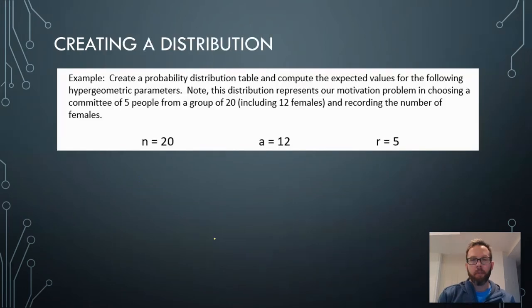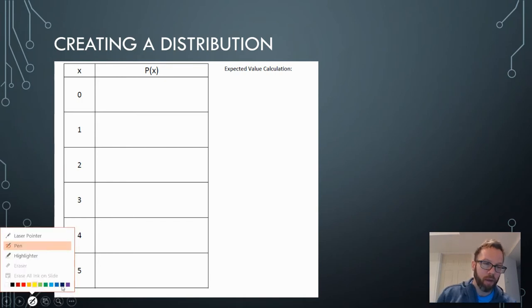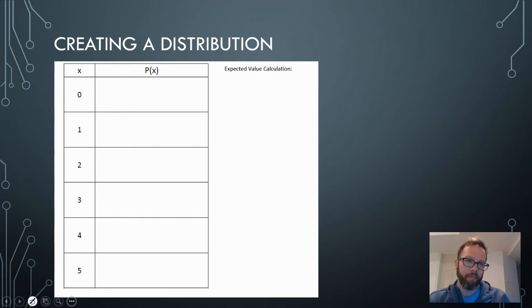All right. What I'd like you guys to do now is try to create a distribution table. These parameters correspond to our motivation problem with the committee of 5 people, where we were looking at getting a female as a success. There are 6 possible outcomes for you. You could get 0 females on the committee. You could get 1, 2, 3, 4, or 5. And I believe we've already done the 3. So 0 females, 1 female, 2 females, 3 females. You can use that. We've done it already, or you can redo it if you'd like.